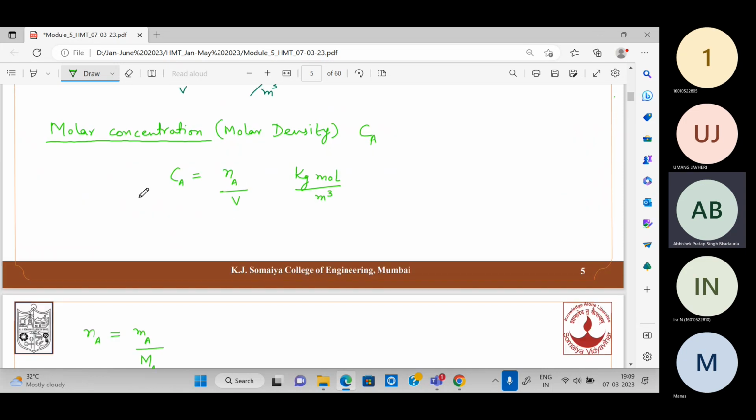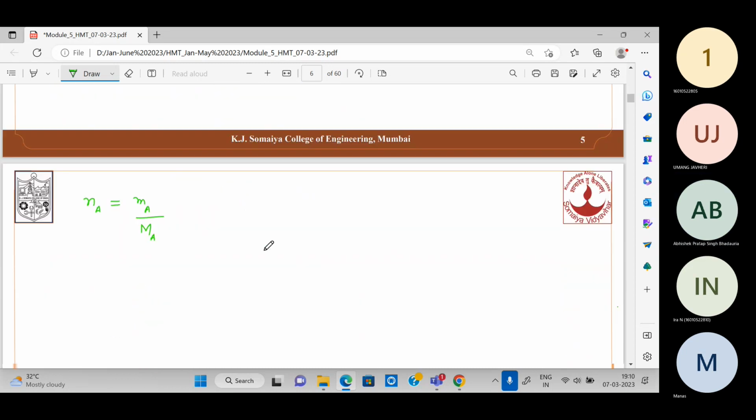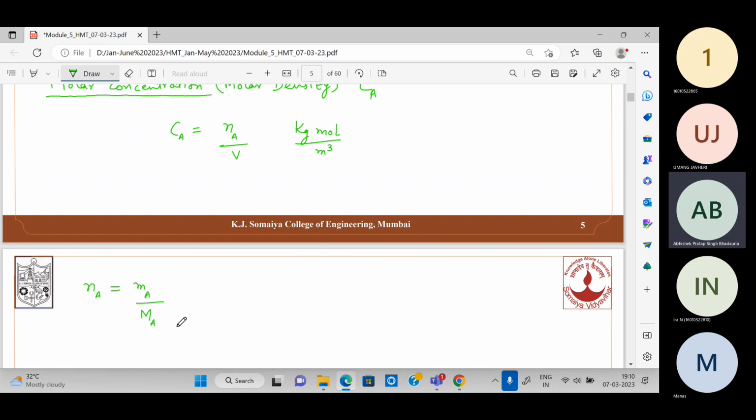Ca is the molar concentration. It is also known as molar density, denoted by Ca. This molar concentration is nothing but the ratio of number of moles of component A to the volume of mixture. Its unit is kg mole per meter cube. Now, Na is the number of moles of component, which is the ratio of mass of component A to the molecular weight of component A.